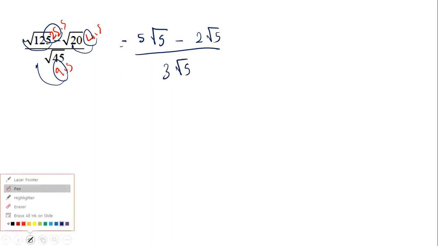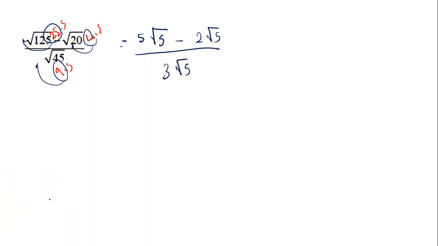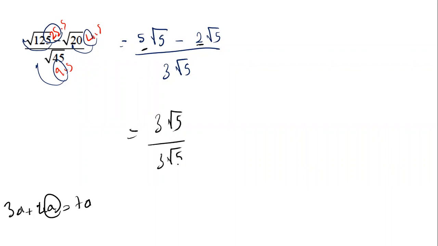Then I do the operation on the top, which is 5 minus 2. This is the same type as before: 2a plus 4a equals 7a, so these a's are now root 5. Okay, the same thing, which is going to be 3 root 5 over 3 root 5. That will be 4.